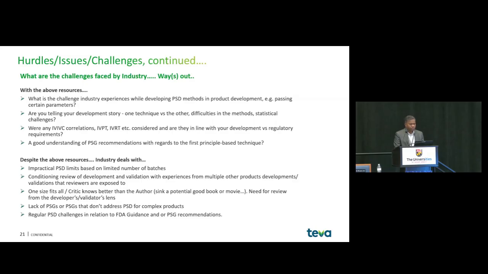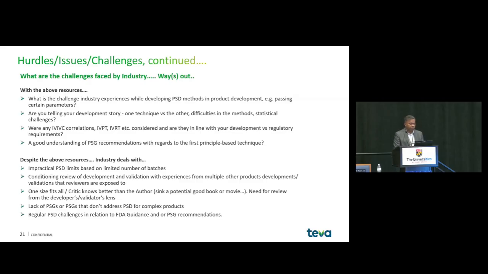So were any IVC correlations, PT, IVRT, etc., considered? And the Q3 guidance on characterization includes PST as a very important parameter. And therefore, is it adequate to support your development story and satisfy the reviewer? And also, do we have a good understanding of PSG recommendations with regards to the first principle-based technique?